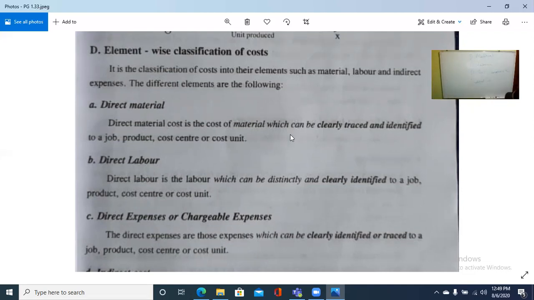So that is the direct expenses or chargeable expenses. Direct expenses are those expenses that can be directly traced or identified. They can be directly assigned to a job, given to the production of a product, to a cost center, or to a cost unit. That is, direct expenses are expenses that are easily traced or identified to a particular job. So those expenses that can be easily traced or identified to a particular job are called what? Direct expenses or chargeable expenses.